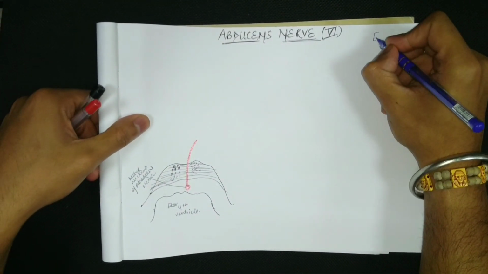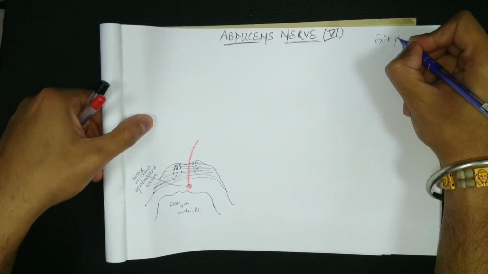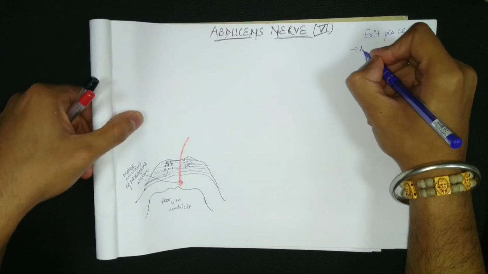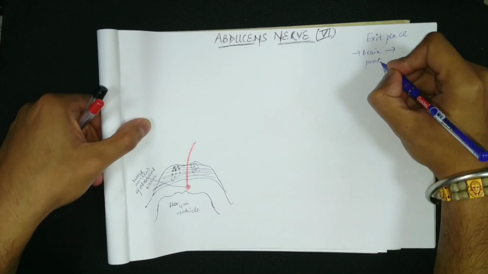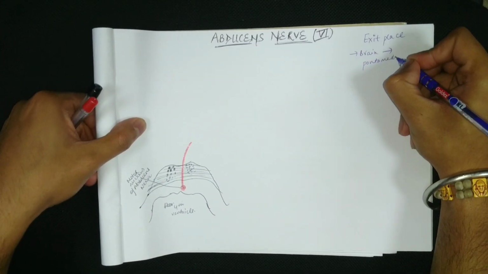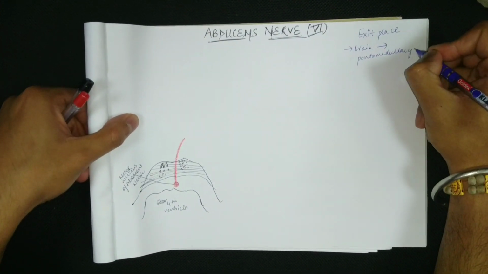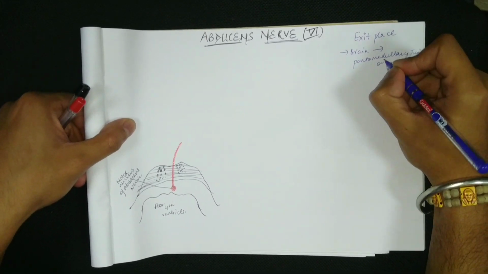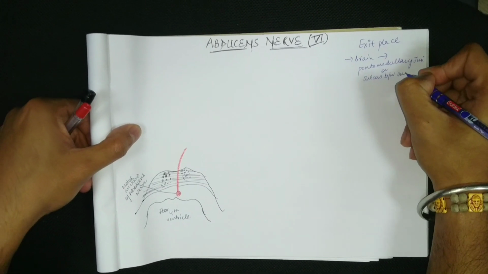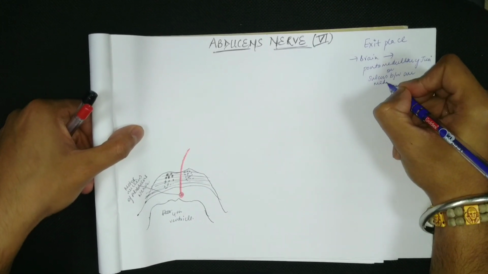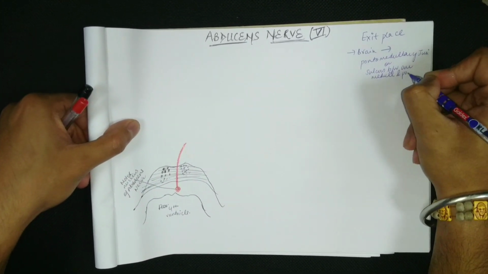So the exit place of our abducens nerve from the brain is the pontomedullary junction, or the sulcus between our medulla and pons posteriorly.